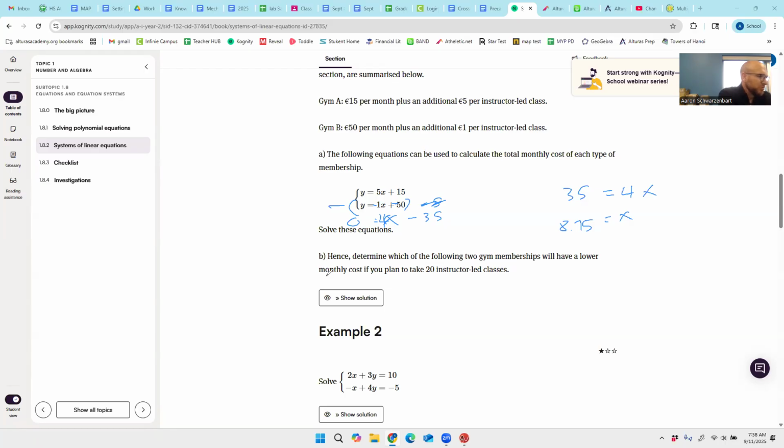Which is pretty easy at this level. You will get, oh, we should also solve for y when it asks us to solve the equation. And the easiest one to use to solve for y is the bottom. So 58.75.